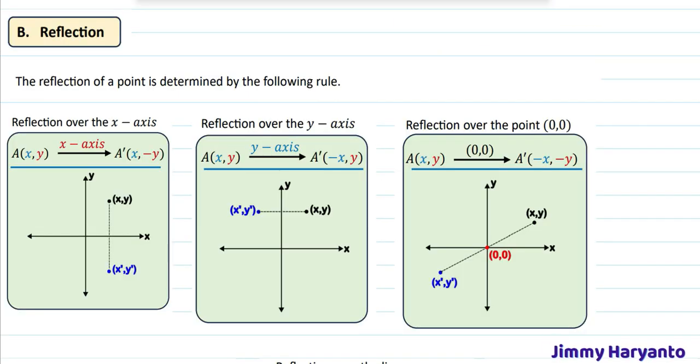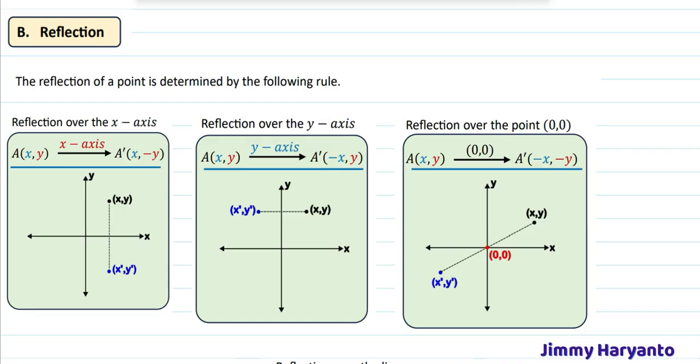Okay, next section will be the reflection. This is the calculation of the image of a point after the point got reflected, yeah. So there are several types of reflection. The first one is the reflection over the x-axis. The formula will be like this. If you have x and y as the original point and it is reflected to the x-axis, the x will be the same and the y will be negative.